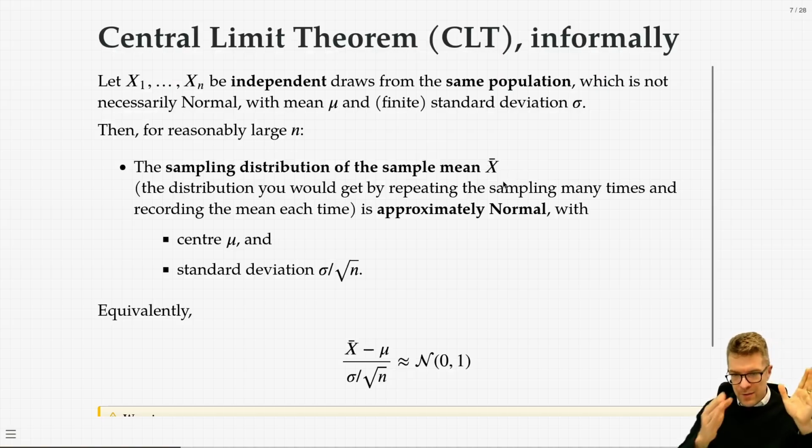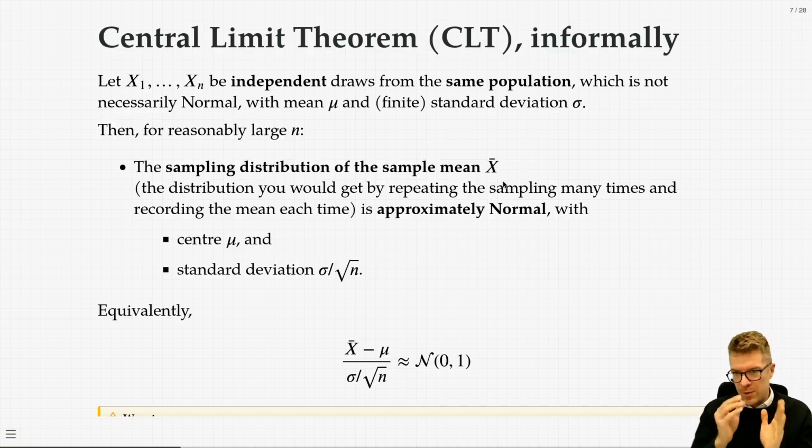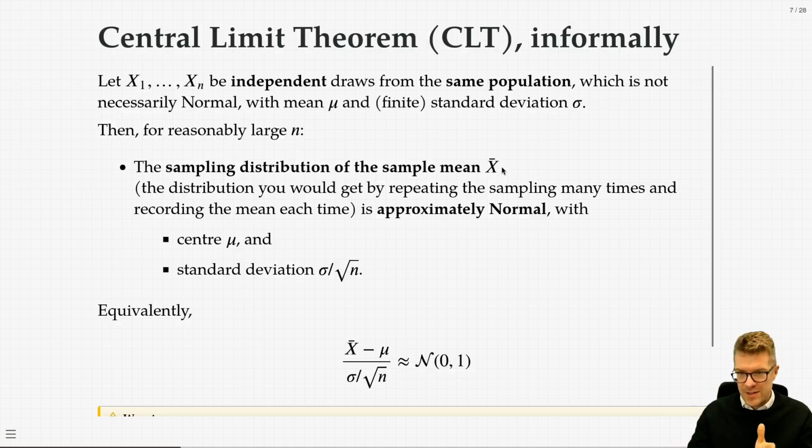So at every sample, we compute the mean. We call that x bar because this is not the population mean. This is only the mean of this sample. This sampling distribution is the distribution we'd get by repeating the sampling many, many times. Again, I've mentioned this already. I'm just hammering home the same thing.